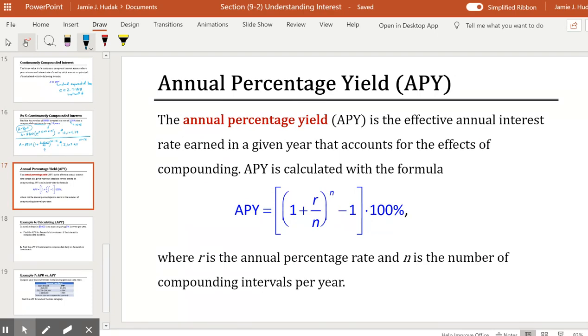Okay, annual percentage yield is the effective annual interest rate earned in a given year that accounts for the effects of compounding. So basically what it's saying is if we take the calculation of how your interest is computed, compound interest, continuously compounded interest, whatever compounding we're using, we can convert it to an APY, which is basically saying the amount of interest you would have to charge in simple interest for 1 year. That would be the same result as compounded interest for 1 year. So APY is basically the simple interest equivalent for a given compounded interest.